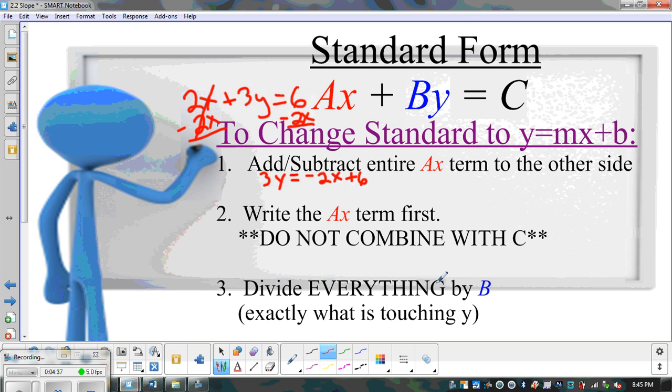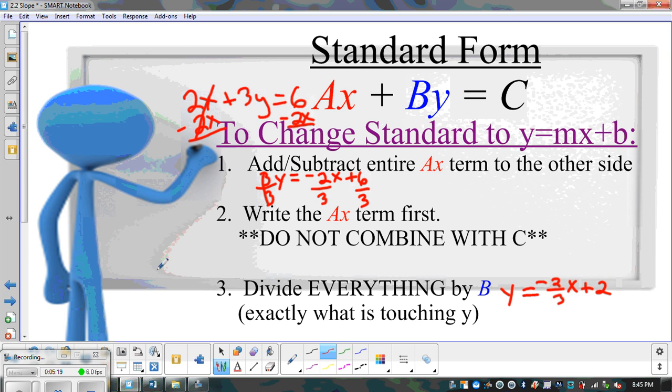The next thing we need to do is divide everything by the b. The b is the number attached to the y. So if I take the coefficient 3 and I divide it, now I need to divide every term by 3. Divide by 3, divide by 3, divide by 3. The reason we divide by the exact number on the y is because 3 divided by itself is 1, so there's my 1y equals. Now I have the fraction negative 2 over 3 x plus, we can reduce. 6 divided by 3 is 2, and it's a positive 2 because both numbers were positive.